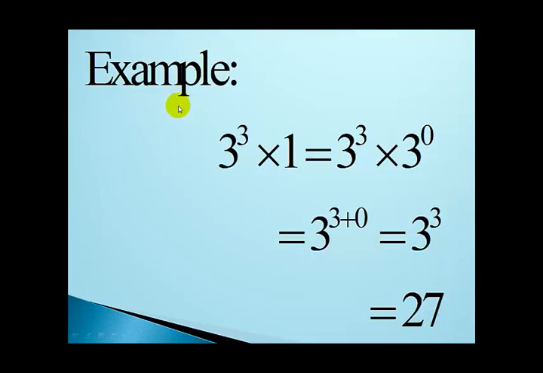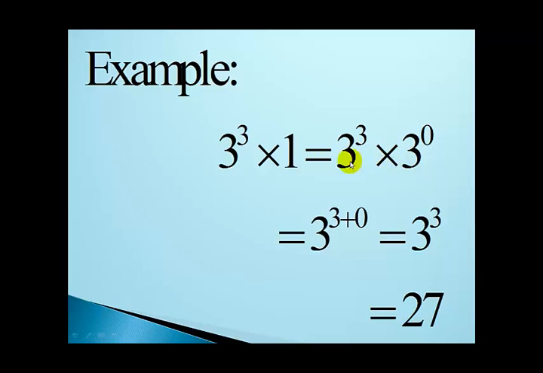Example, 3^3 times 1. This is equal to 3^3. Take note that 1 is equal to 3^0. That is, any number raised to the power 0 equals 1. And therefore, because the base we have here is 3, that means that we can also express 1 as base 3 with an exponent 0. And so 3^3 times 1 is equal to 3^3 times 3^0.